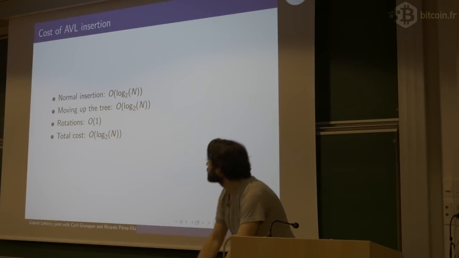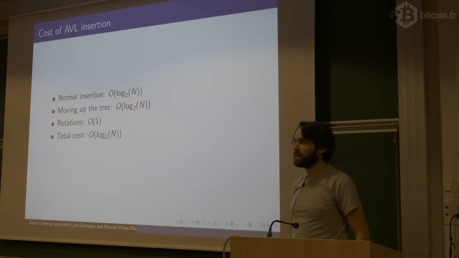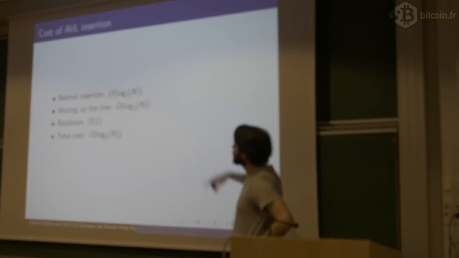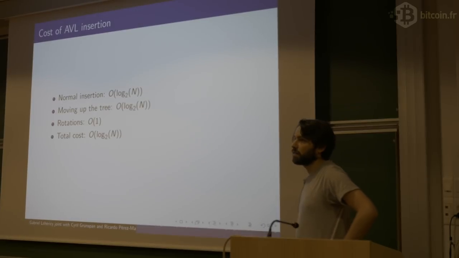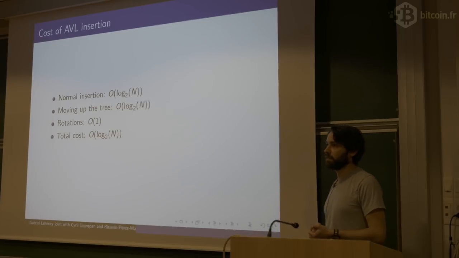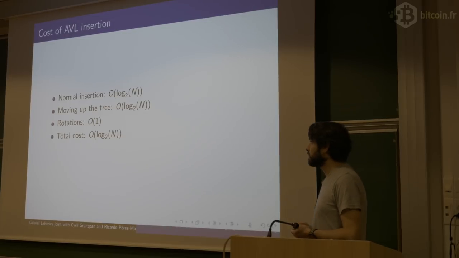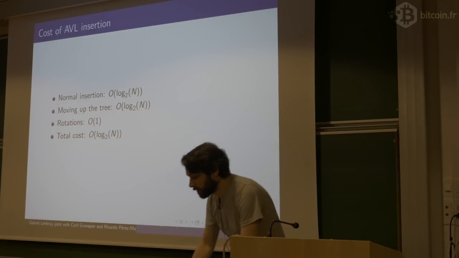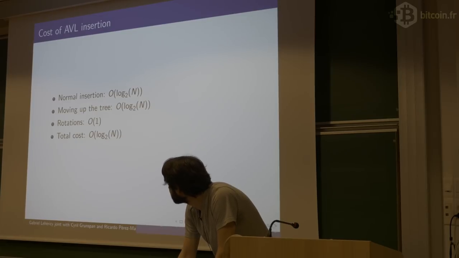The important thing to take from that is that with AVL trees, you have a data structure which does lookup and insertion in time log 2 of n. Why? Because, as I said earlier, the normal insertion, the one from the beginning, is log 2 of n. Then once you've done the normal insertion, you have to move up the tree. But even if you move all the way to the root, this only takes log n. And then the rotations are done in constant time, because at most you have to do two rotations. And so the total cost is logarithmic. So AVL trees give lookup and insert in logarithmic time.